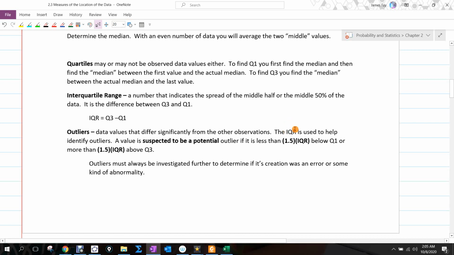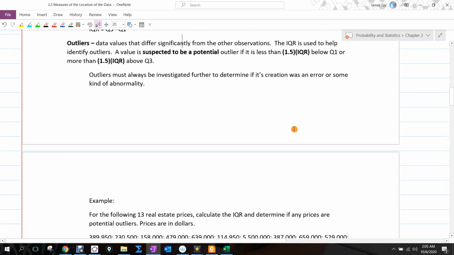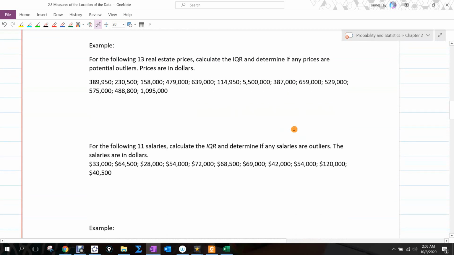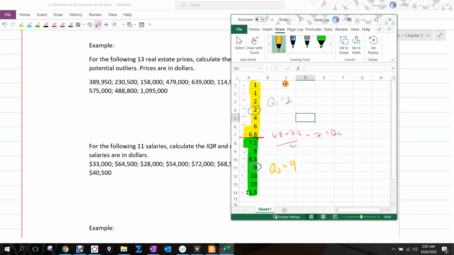We would look for a further investigation of that. So we'll do a couple examples here of dealing with the interquartile range and outliers and that sort of thing. So right here, list of numbers again. Again, not great numbers, so I apologize for that, but I will throw these in Excel real quick, and we will sort them.